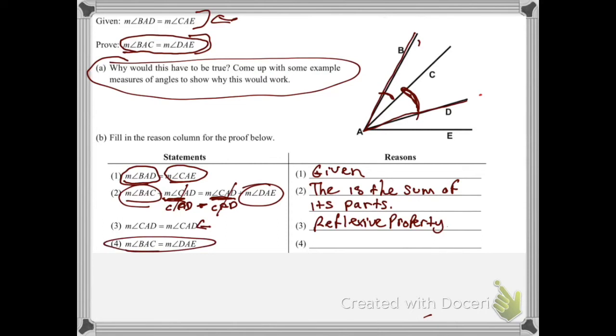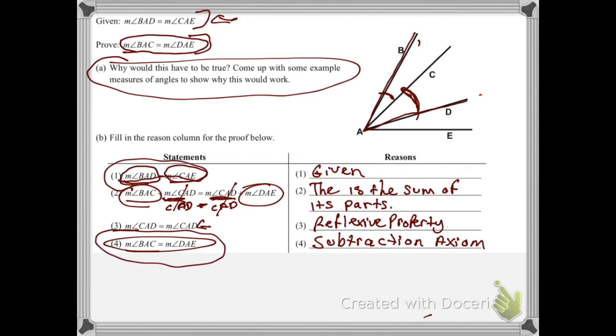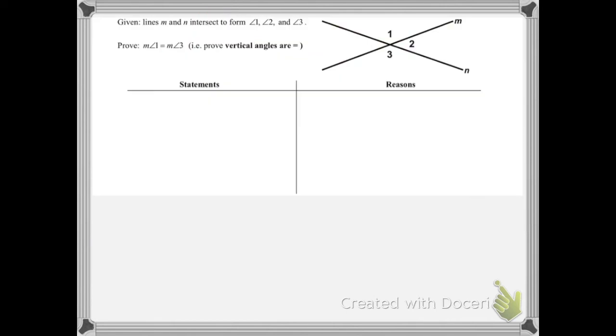And the reason why I can do that is because I subtracted. That's called a subtraction axiom. You may also write just subtraction, okay? Notice I started with the given and I ended up with what I wanted to prove. That's the structure you'll always take.